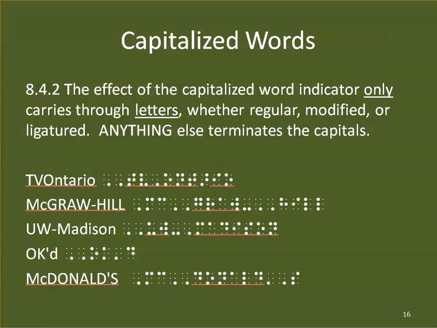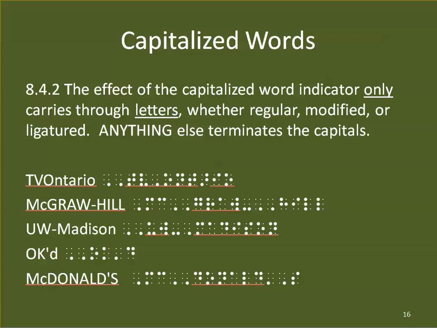McGraw-Hill, we have capital M, C, then we have our capitalized word indicator. In my opinion, it really should be capitalized symbol sequence or letter sequence indicator, but it's called the word indicator. So it's a little bit confusing because sometimes it isn't actually a word that you're capitalizing, it's just a sequence of letters. Anyway, I don't know if that will make sense, but we have capital GRA. The hyphen is not a letter, so that terminates capitalized word mode, meaning we have to start it up again for the rest of it, Hill.